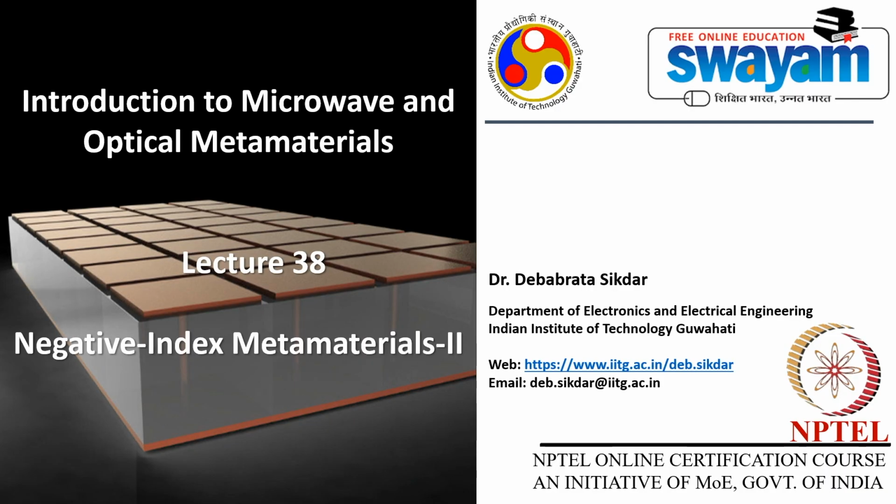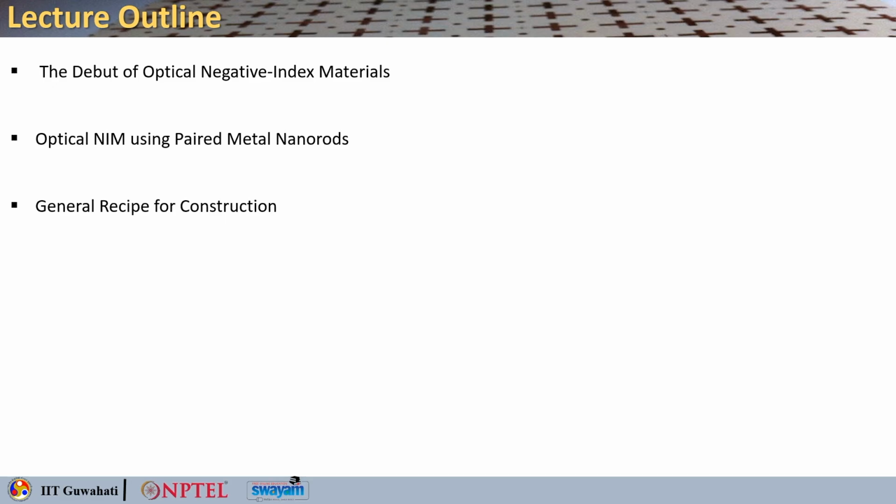Today's lecture we will continue our discussion on negative index metamaterials. Here is the lecture outline. We will have the discussion on debut of optical negative index materials. We will discuss how we can make optical NIM, negative index material, using paired metal rods, nanorods, and then we will discuss the general recipe for construction.